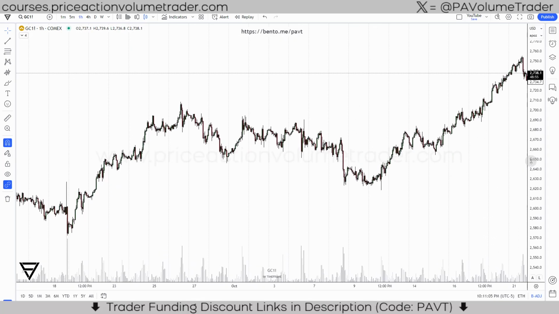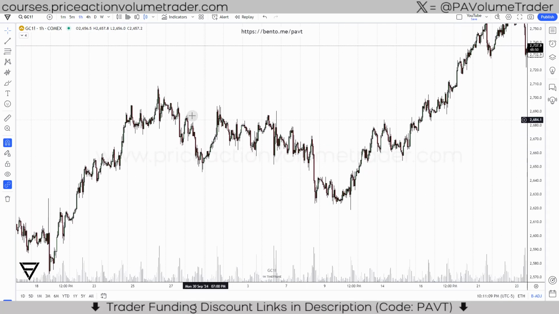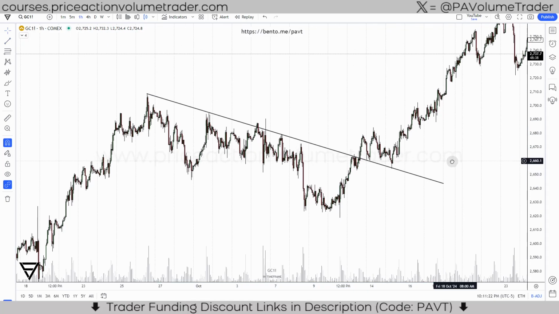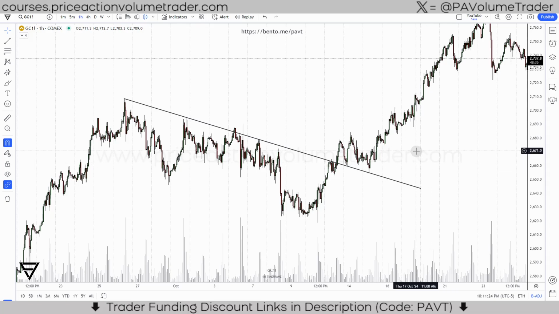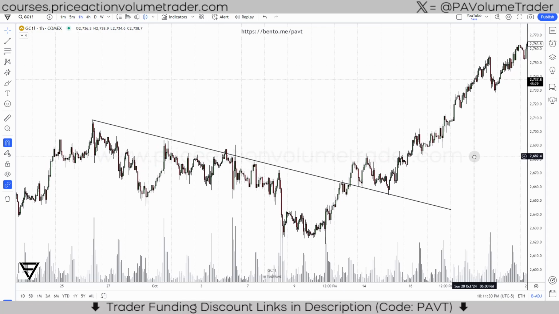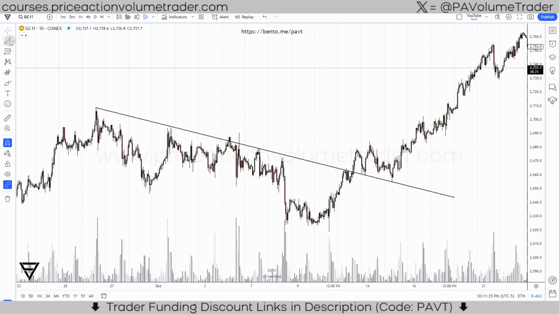We zoom out here more. You can see same thing. You can clearly make out here that we also had a significant trend line right over there. Now with trend lines, this is a concept I've talked about in the courses and on YouTube before. There's what we call outer and inner trend lines.